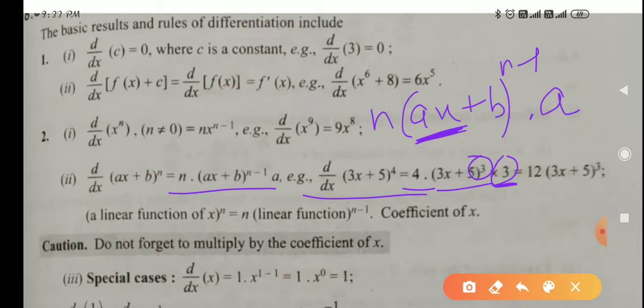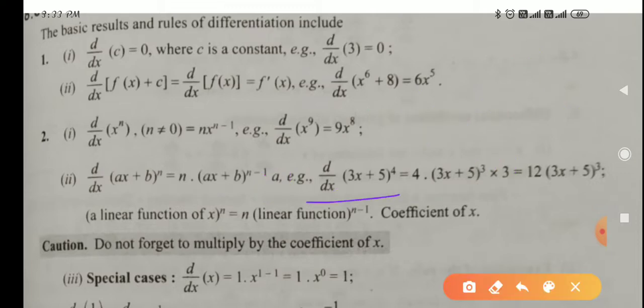Here you can remember, if you are differentiating a linear polynomial, you can say ax plus b, so its power will go in back. Like a linear polynomial you can take as x, and x to the power n minus 1, then the coefficient of x will come in multiplication. You can see the example here. This is the example, d upon dx of (3x plus 5) to the power 4. So 4 into (3x plus 5) to the power 3, but the coefficient of x is 3, that is coming in multiplication. So 3 4s are 12, 12 into (3x plus 5) to the power 3.